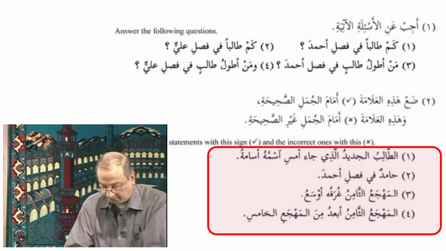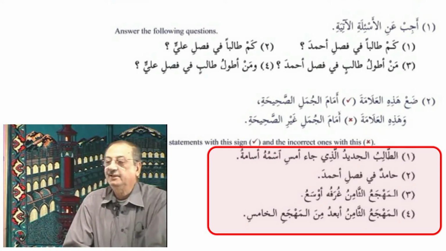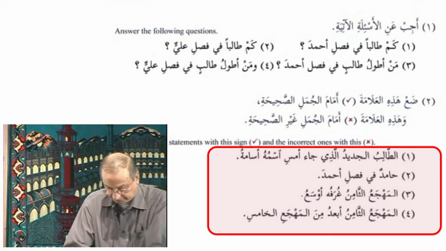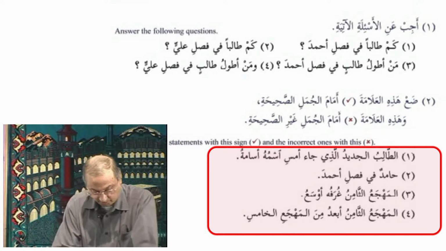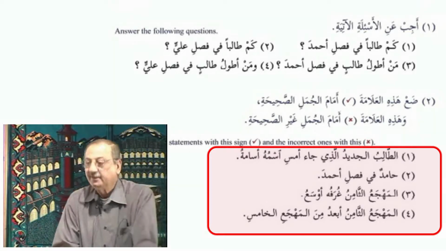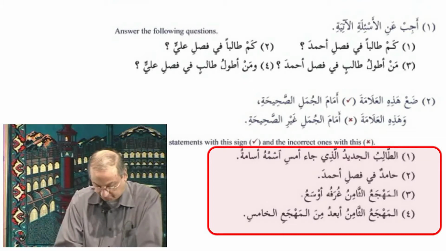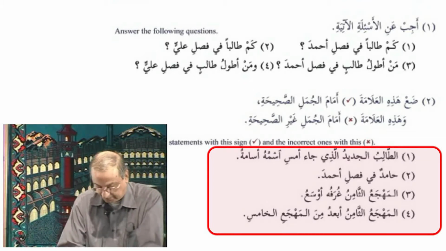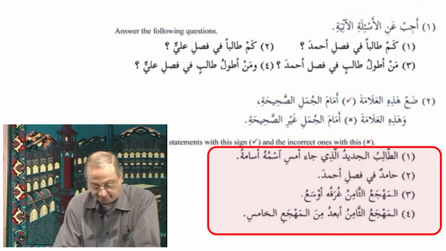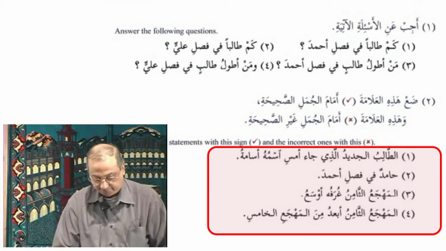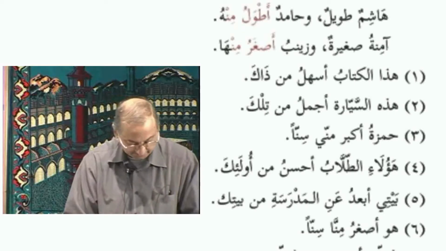Number two, Hamidun fi fasli Ahmad? Hamidun fi fasli Aliyin. Al-Maja'u Thaminu Gurafuhu Awsa'u. Is it correct? No. It is Al-Maja'u Khamisu. Al-Maja'u ثامنو أبعدو من مهجة الخامسة. Is it correct? Yes. Alhamdulillah, these are, one has to study, inshallah.